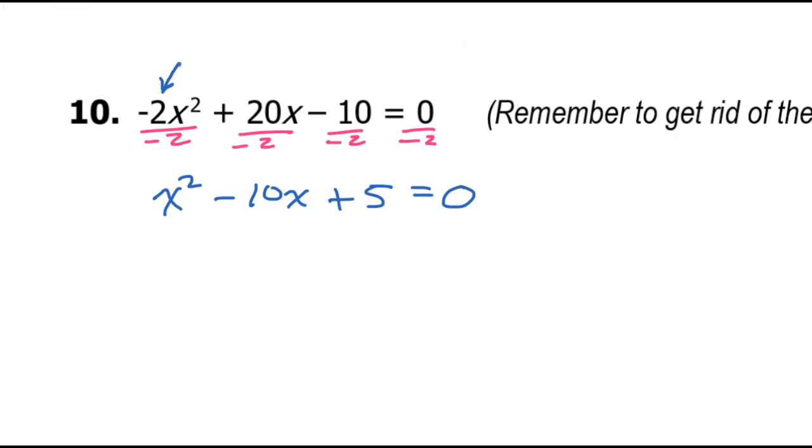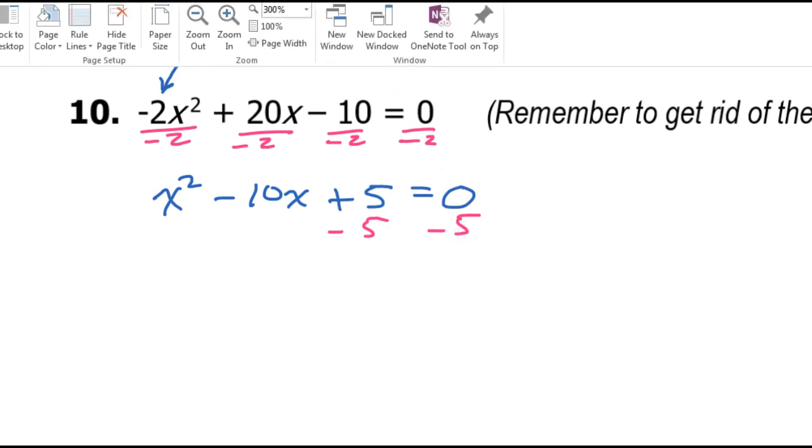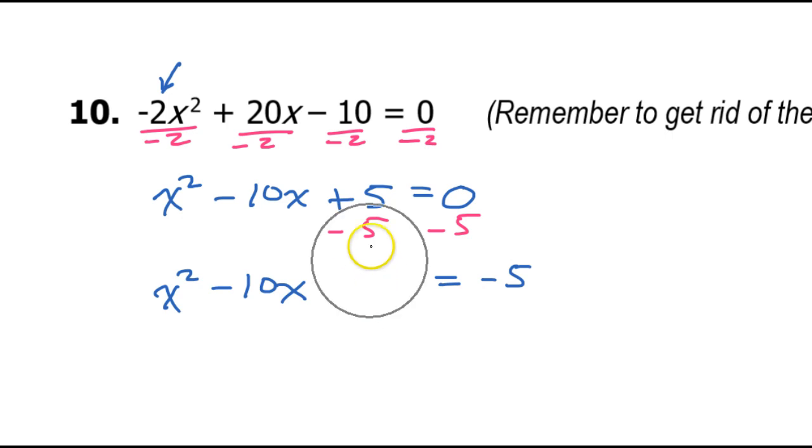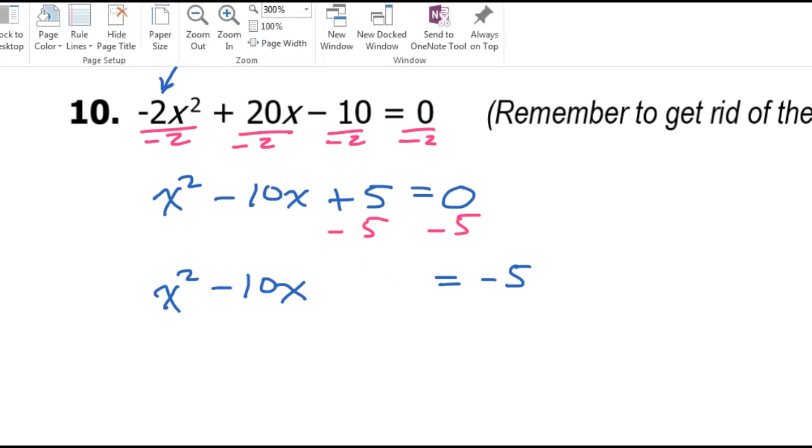So what I want you to do is to move it away by subtracting 5 from both sides. Get it out of there. Get it out of the way. So that's going to leave me with x squared minus 10x, leave a space, is equal to -5. Now, into this space is where I'm going to complete the square.